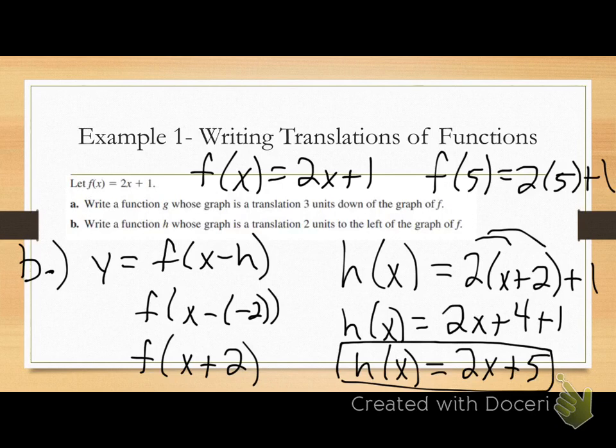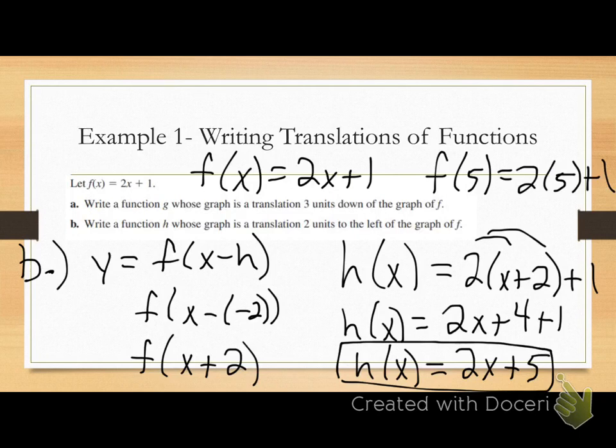Are there any questions on letter B? Any confusion I need to clear up? If you were moving it right, would you plug in -2? I would plug in 2 to h. So it would be f of x minus 2 that I'd be finding. Okay. Does that make sense?